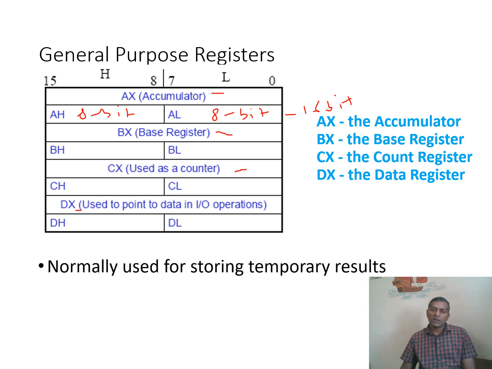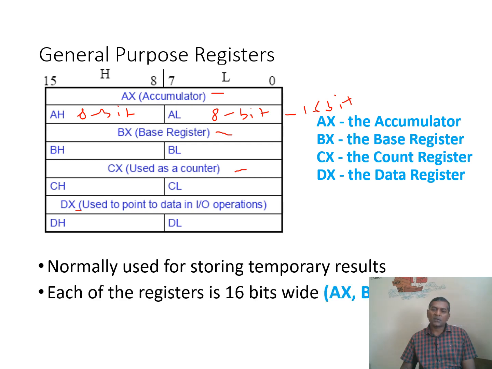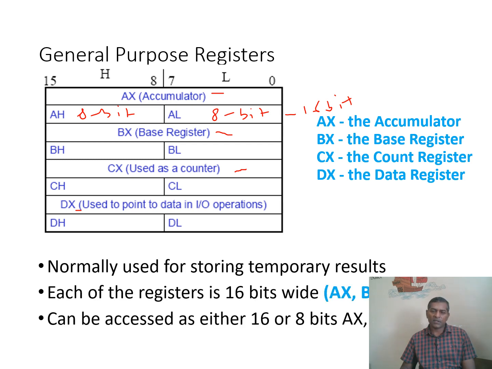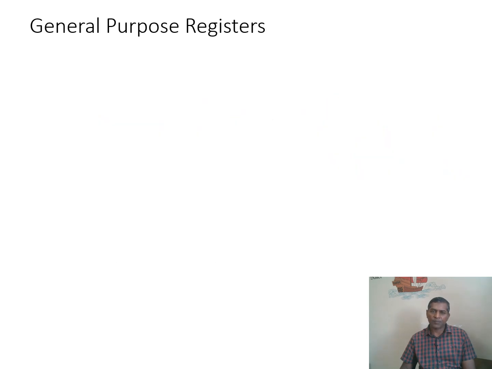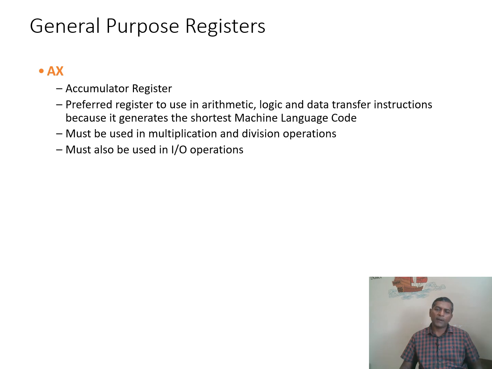Normally, these are used for storing simple general information whenever it is required. This is the accumulator, the AX register. It has some special processing characteristics. As I said, it's very close to the arithmetic and logical unit. So this is a default register of the arithmetic and logical unit, or the central processing unit. This is a preferred register to use in arithmetic and logical instructions and data transfer instructions.